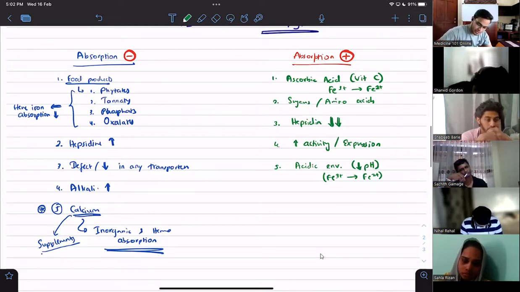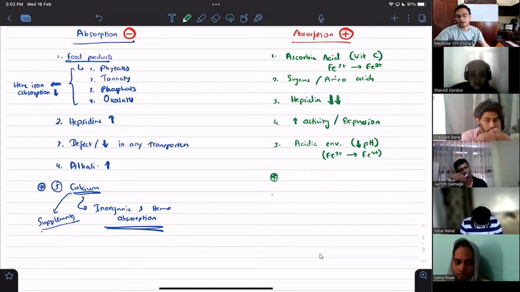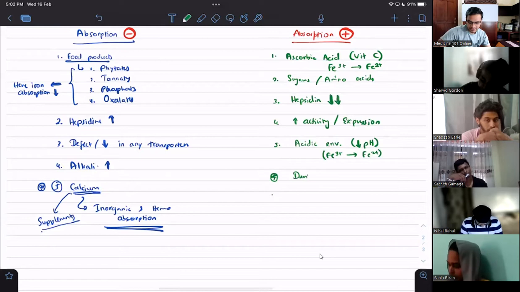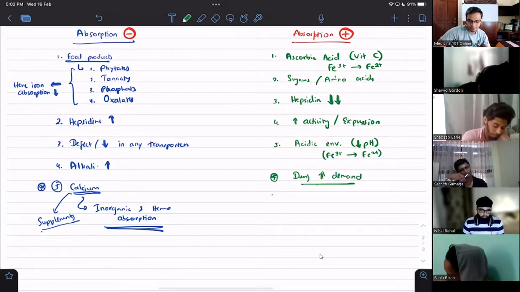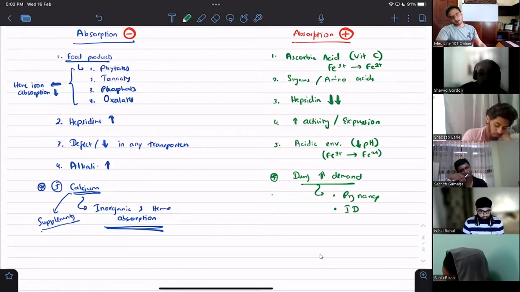Then guys, just put another star here, right? During increased demand, for example, our pregnancy period, or if the patient is having iron deficiency, right? During these times, right? What did we say?